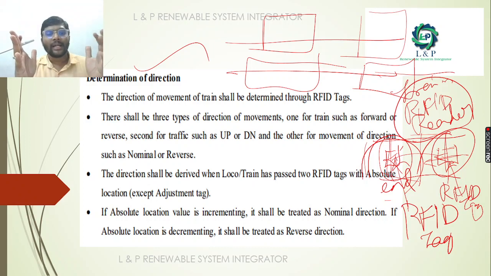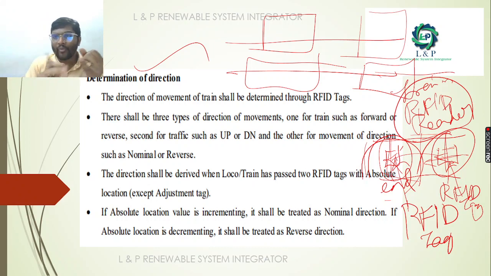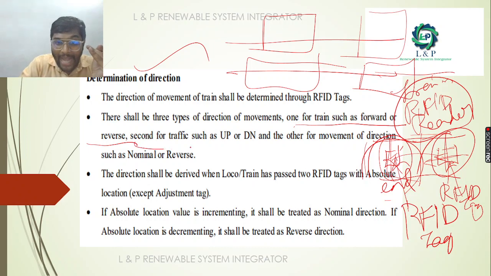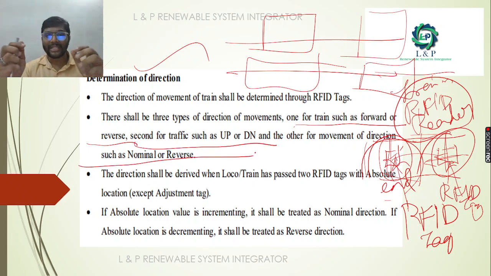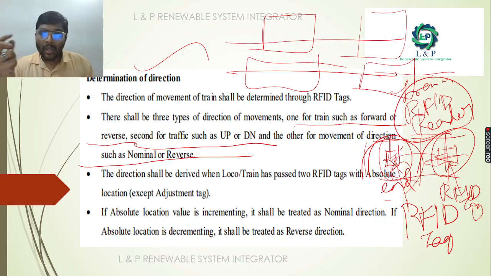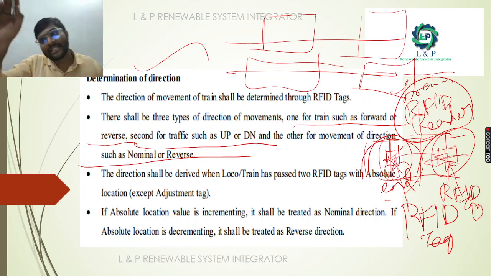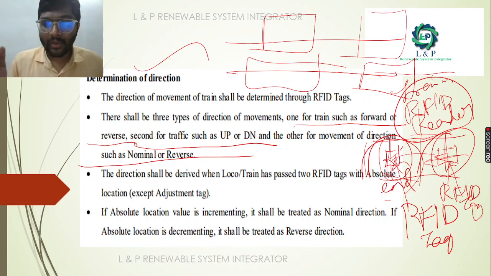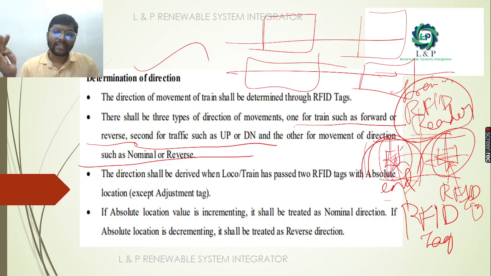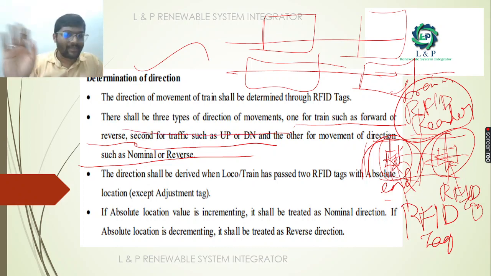And also we have three types of direction of movement. One for the train moving forward or reverse, second for the train which is moving up or down, and the other direction of movement such as nominal or reverse. So it means we have three different categories of directions. One is moving forward and reverse, the second is up and down, and the third most important is either nominal or reverse. So this is how basically the movement of the trains happens.